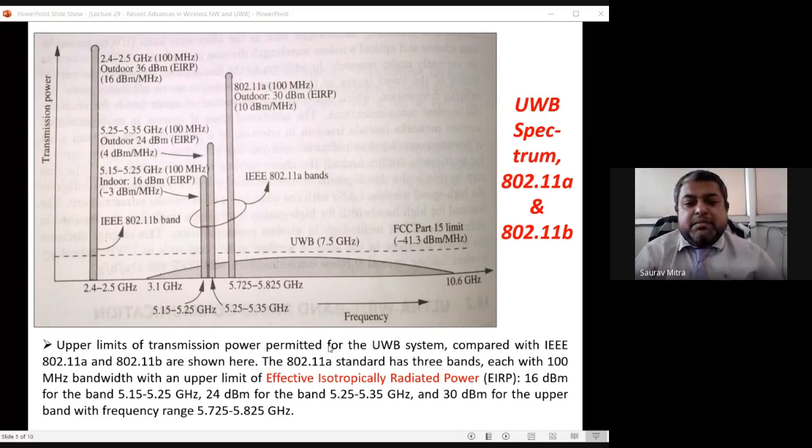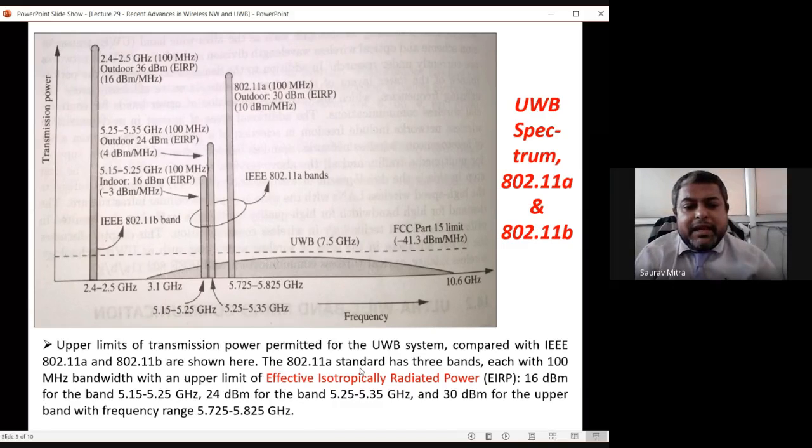The upper limits of transmission power permitted for the ultra wideband system, compared with IEEE 802.11a and IEEE 802.11b, are shown here. So the power comparison for each band is shown here. Something is mentioned here: 24 dBm, 36 dBm, 16 dBm. These are called EIRP. Okay, so what is EIRP? We will see just now. So the first one, the 802.11b band, has an EIRP of 36 dBm. And this has a power spectral density of 16 dBm per megahertz.